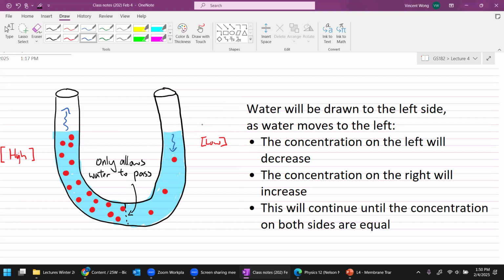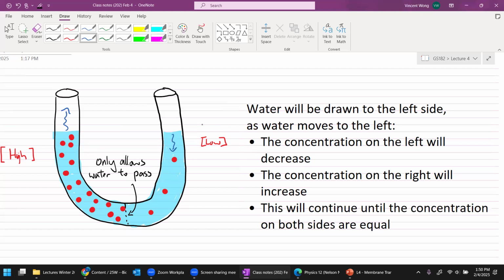That's because of the membrane here, right? That's the key thing. If the membrane lets everything through, then the red is going to come over, and it will all get mixed up. Right? Are we okay? Any questions?